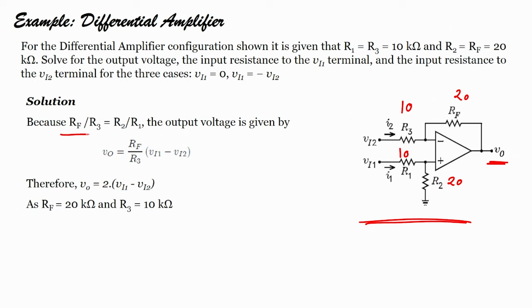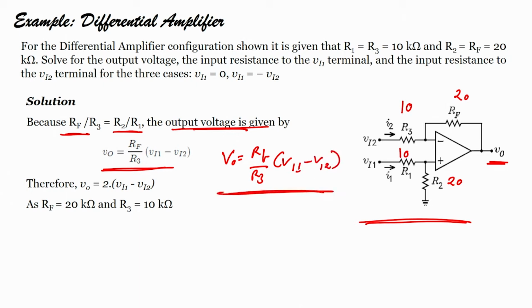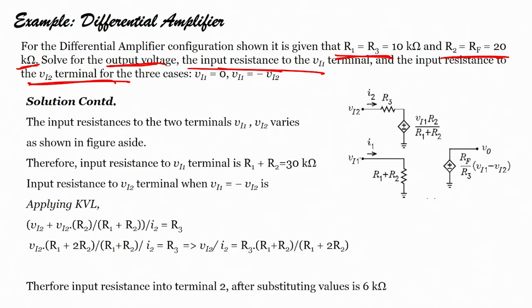Now, because Rf by R3 equals R2 by R1, the output voltage is given by, it is very easy, VO equals Rf by R3 into Vi1 minus Vi2. If I substitute the values, 20 divided by 10 equals 2. So, 2 times Vi1 minus Vi2. As Rf equals 20 kilo ohm and R3 equals 10 kilo ohm, the input resistance to terminals Vi1 and Vi2 varies as shown here, you can see here.